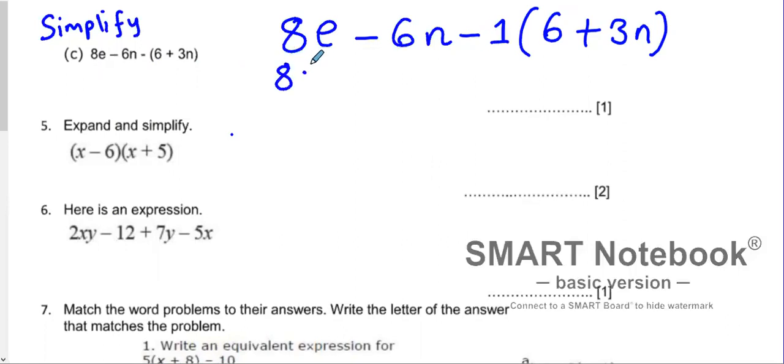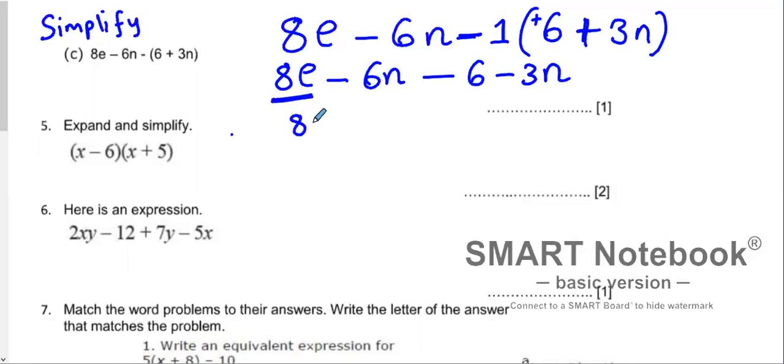So it will be 8e minus 6n. But when you reach here, it will be negative 1 times positive 6. So this will be minus 6 or negative 6. Then negative 1 times positive 3n. This will become negative 3n.